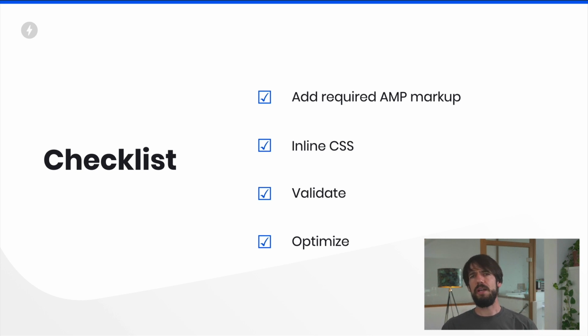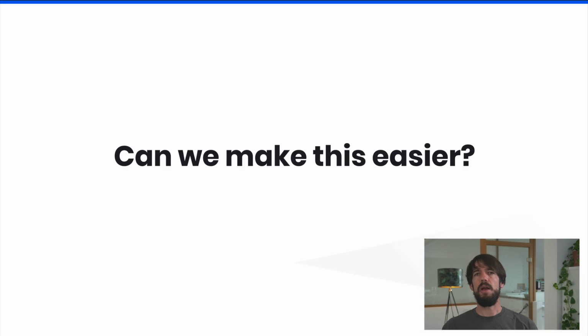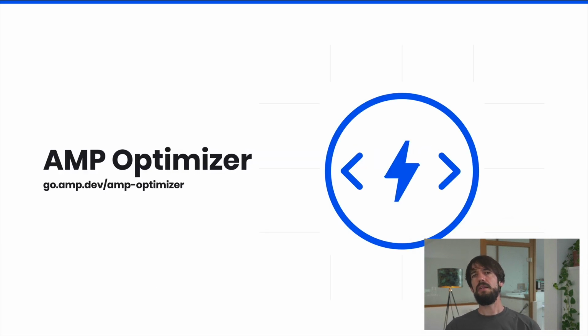Now you might be wondering, if they are always the same, can't we somehow make these easier? And yes, we can. And it's possible by using AMP Optimizer. AMP Optimizer is a tool developed by the AMP team that implements the same performance optimizations as AMP caches. And the latest 2.0 release added a few new features specifically targeted towards making it easier to integrate AMP into frameworks.